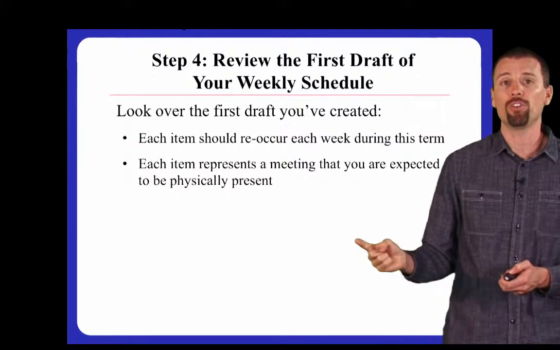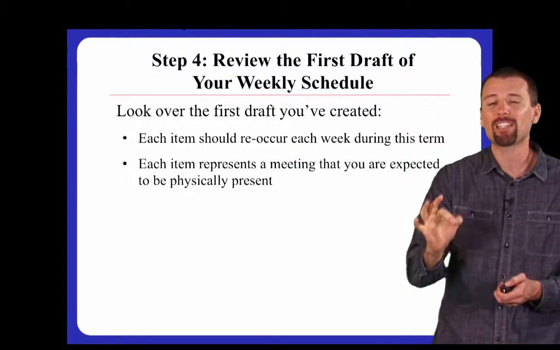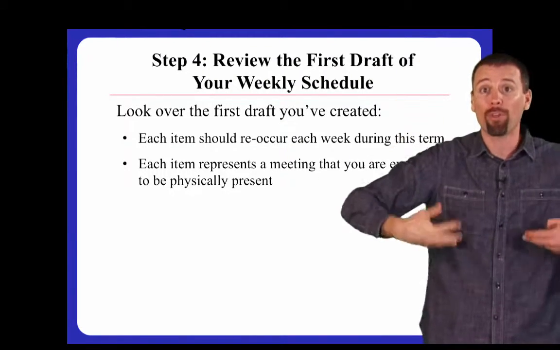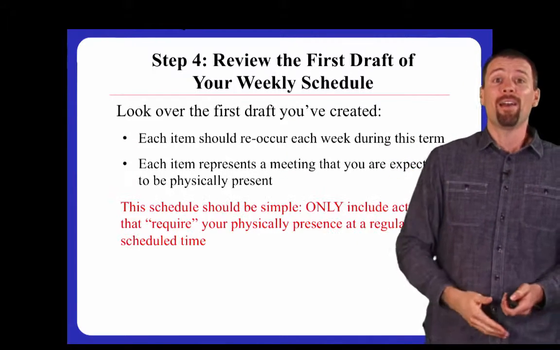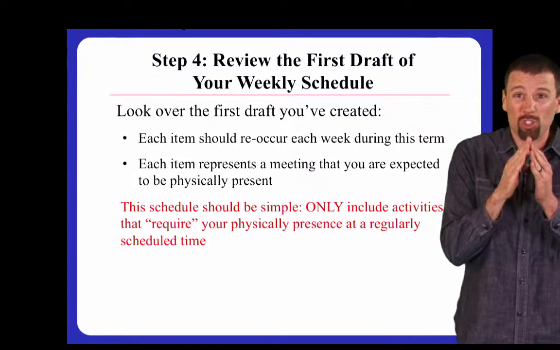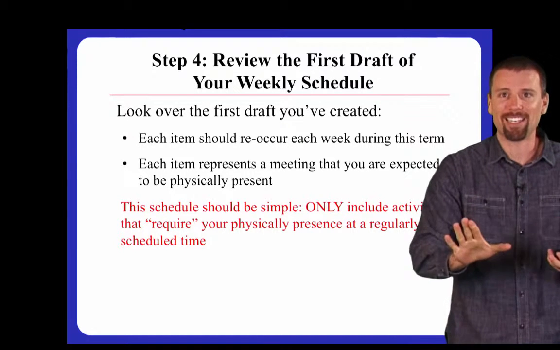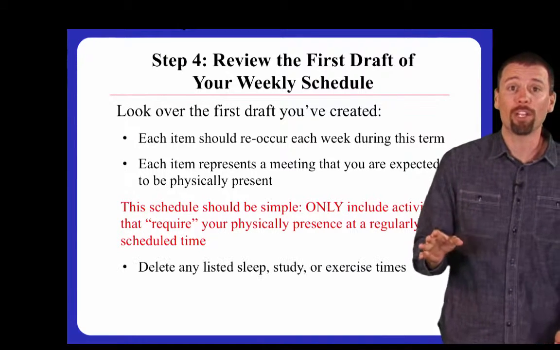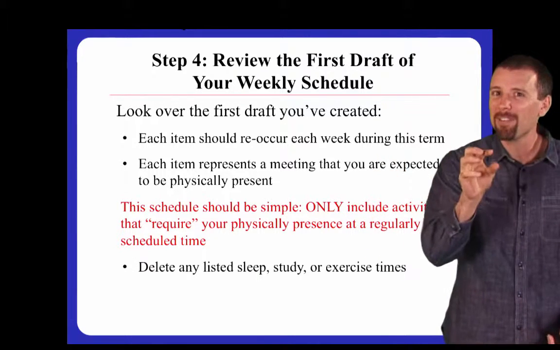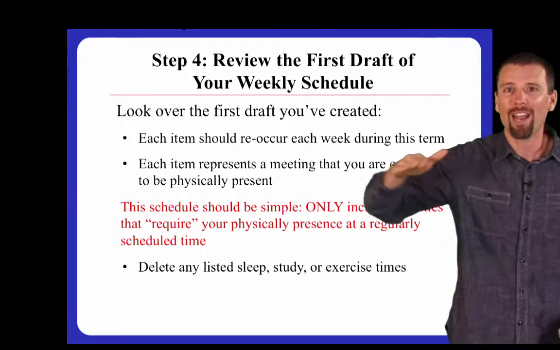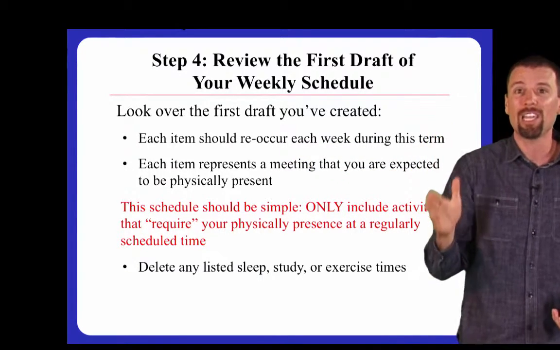The other thing that we want to do is that items on our weekly schedule represent things that we have to be physically present for, meetings that we have to show up with our whole body, right? Online classes, don't want to mark those on there. This schedule should be a super simple outline of where you need to be, when you need to be there. That's it. Make sure that when you're looking over this, that you delete any sleep times, study times, and exercise times. That's stuff that you can figure out on a day-to-day basis. You don't want to have to put those in. You're not trying to micromanage your time. You're just trying to figure out where you need to be, when you need to be there.